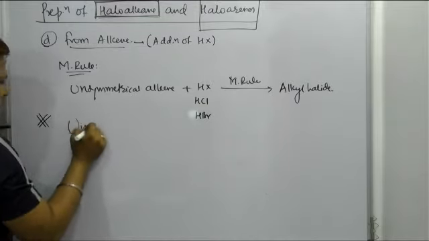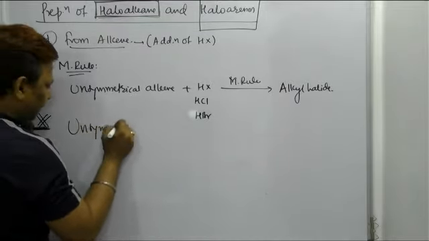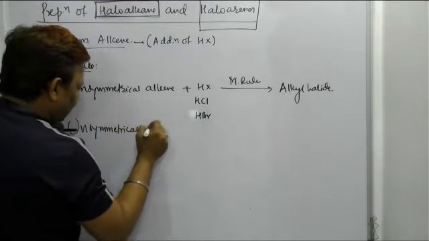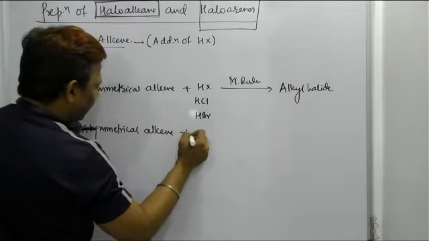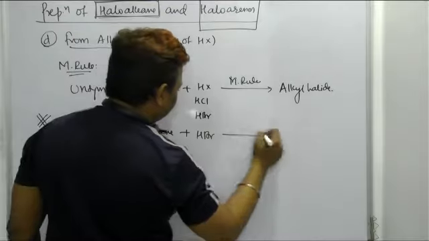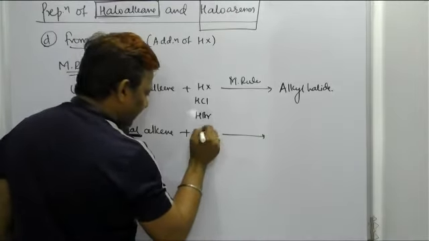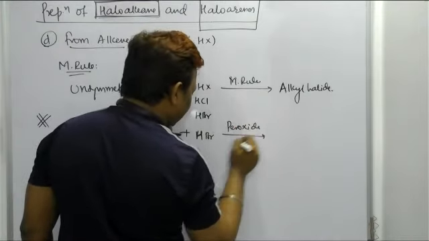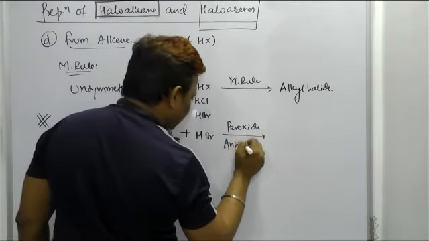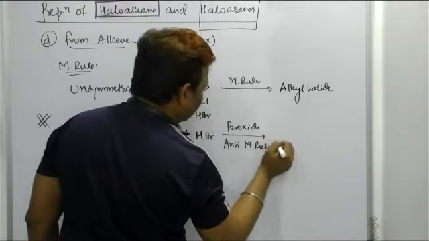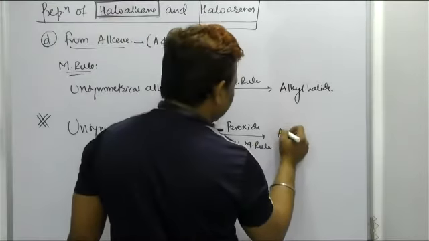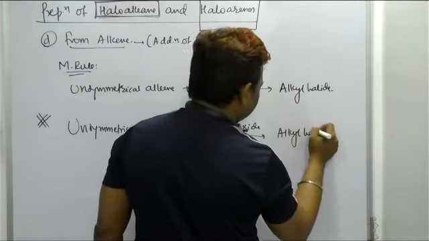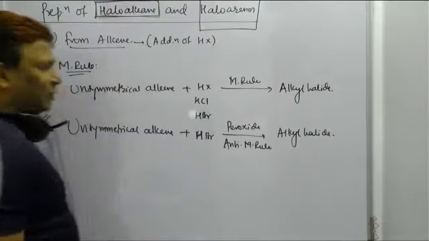But if the unsymmetrical alkene and we are adding HBr, we are adding beta HBr in presence of peroxide, sir, it follows the anti-Markovnikov rule. And then we are getting an alkyl halide. So what is the anti-Markovnikov rule? Let me discuss with you beta.